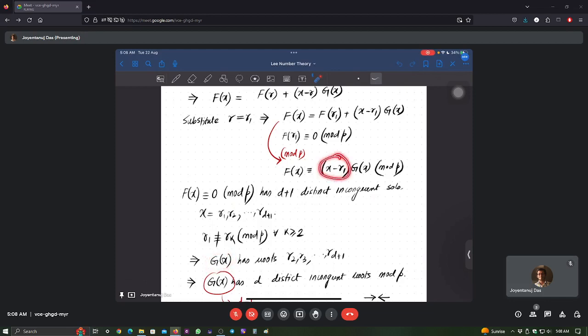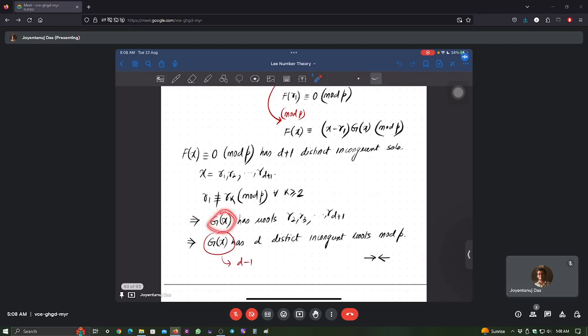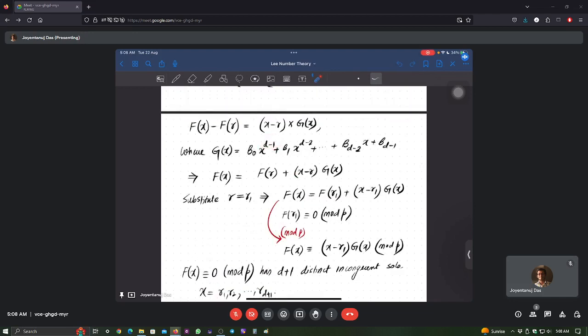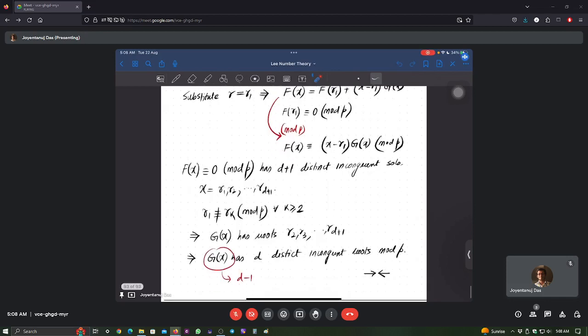So what do I have? Since I have taken out this factor of x minus R1, the remaining ones from R2 to Rd plus 1 are the roots of gx. So gx has roots R2, R3 up to Rd plus 1. But what is the degree of gx? The degree of gx is d minus 1, the highest power. From R2 to Rd plus 1, there are d roots. So I have shown that gx has d distinct incongruent solutions modulo p. That is a contradiction because we chose fx to be the smallest one, the smallest degree such that it has more solutions than its degree.